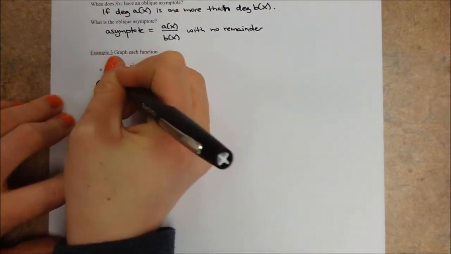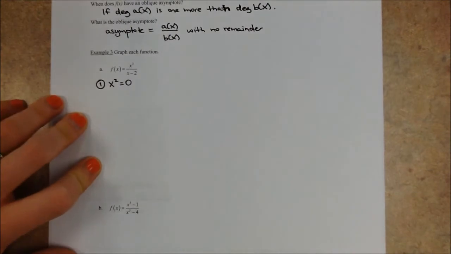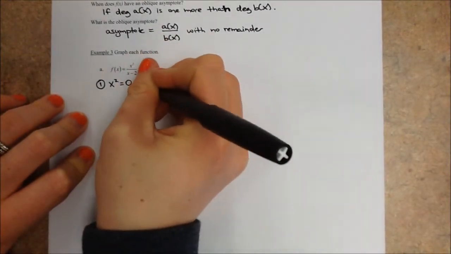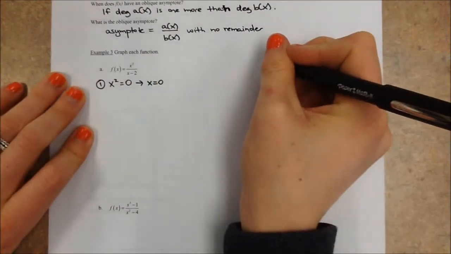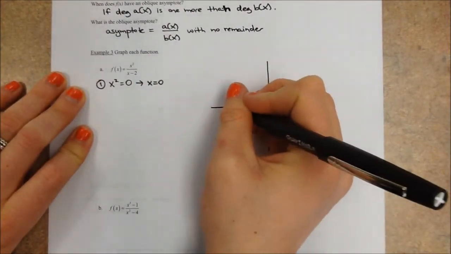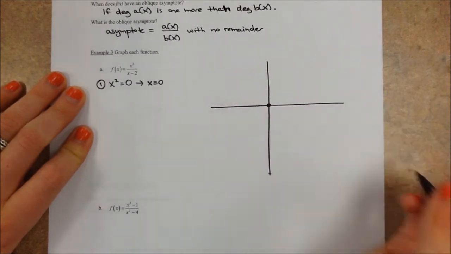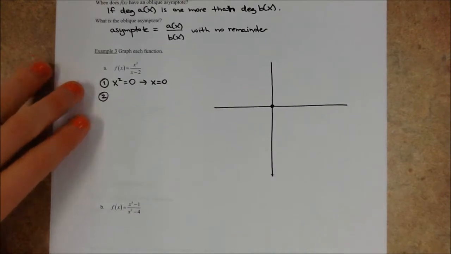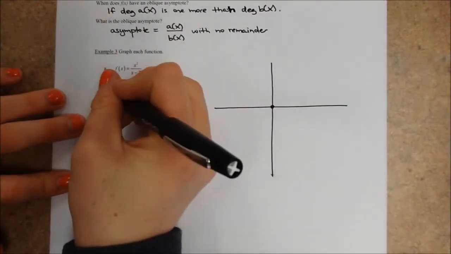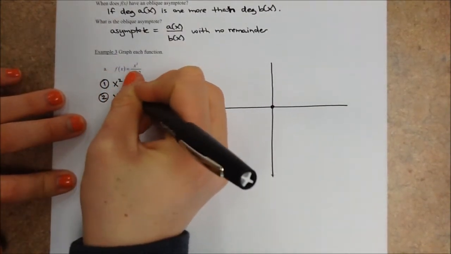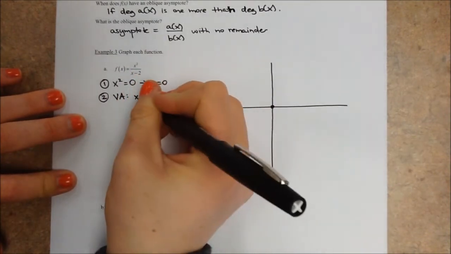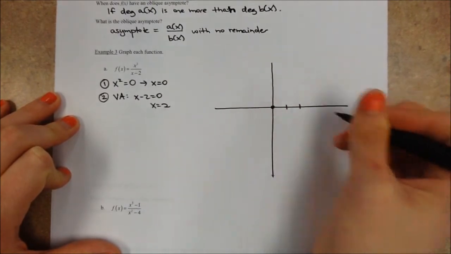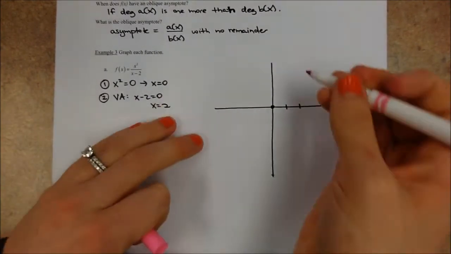So we take the numerator and we set it equal to 0. And so the only one you get from that is just 0. Okay, so let's start our graph over here. So 0 right at the origin there. Step 2 is we want to find all of our asymptotes. Okay, so for a vertical asymptote, we set the denominator equal to 0, and so we come up with x equals 2. So let's graph that one in there. So 1, 2. Let's graph in our vertical asymptote.